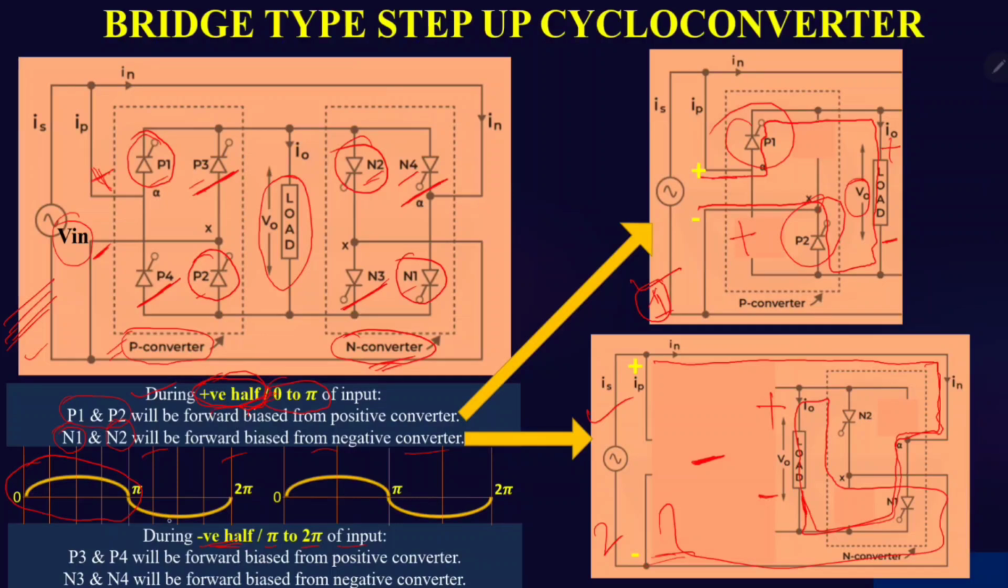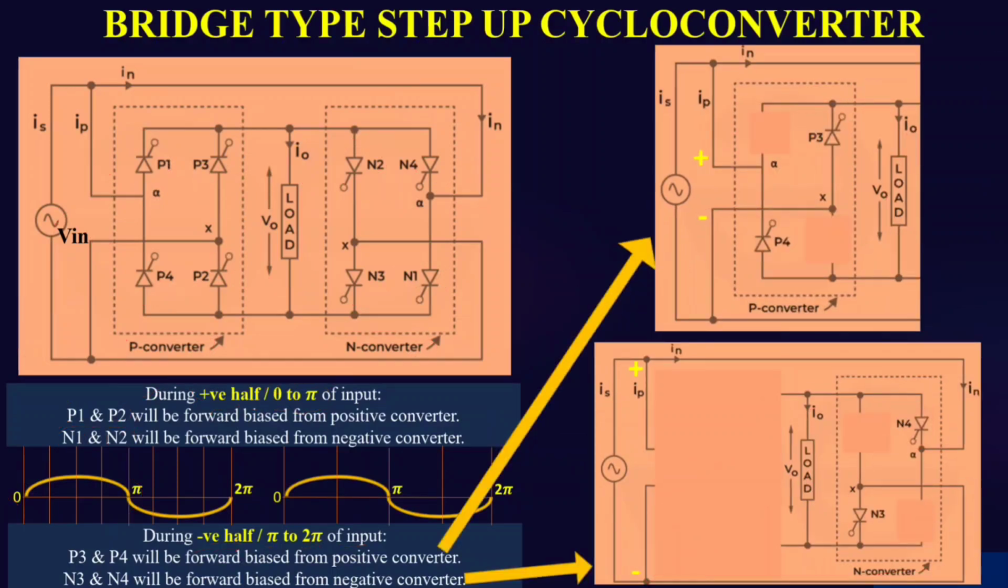Now we'll see during the negative half cycle what will be the direction of the current flow and what will be the output voltage. So again here I have separated these two circuits, circuit 1 and circuit 2, for this duration of the negative half, pi to 2 pi.